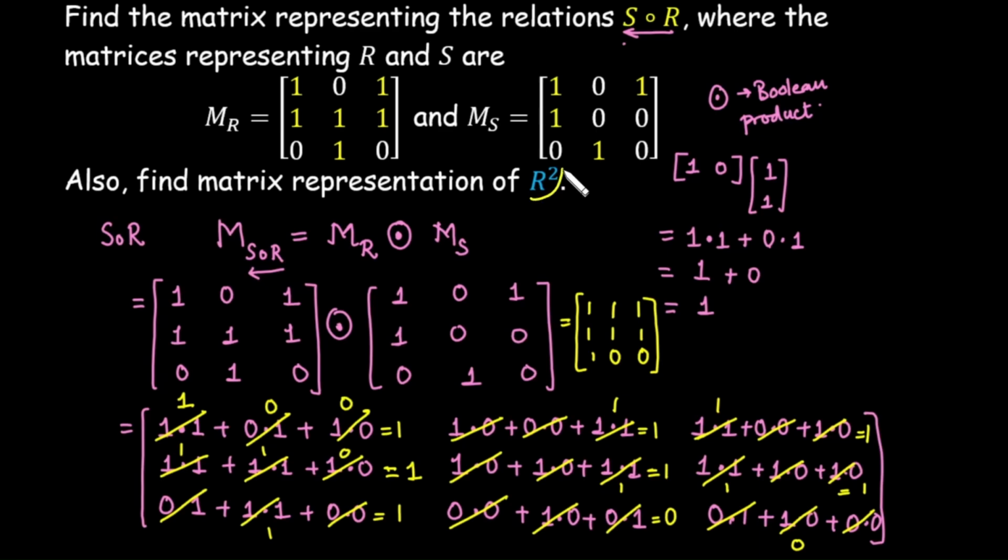Similarly, we can find the value of R square. What we need to do is take the square of this matrix, but in Boolean form, so that you can practice by yourself.